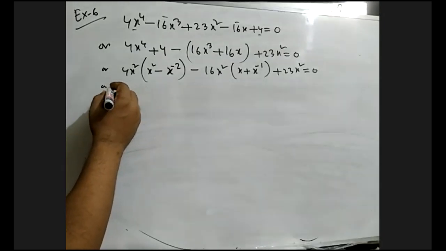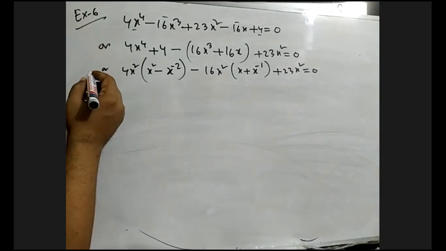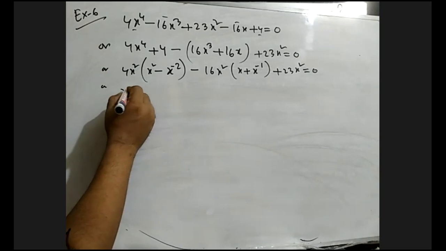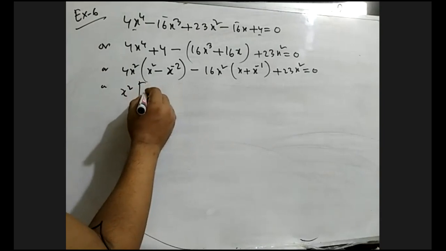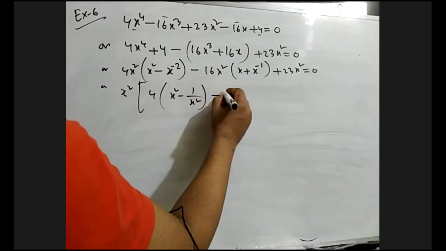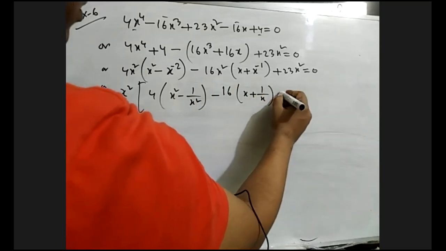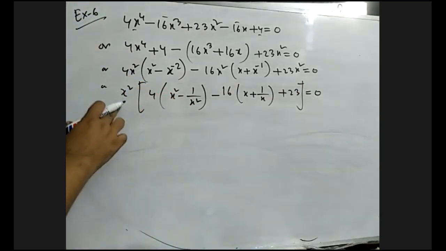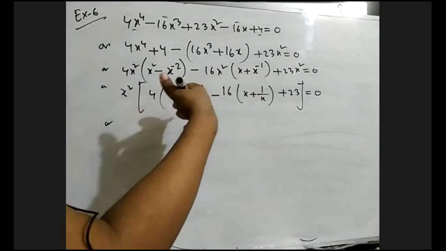So 4x square, if we take common x square from all sides, we can write x square into 4 minus 16 into this, plus 23 equals to 0. Just taking x square common. Now either x square equals to 0 or this whole expression is 0.